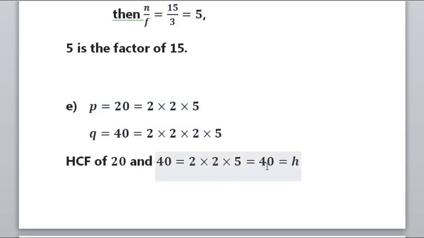If I match this example with the question, then p equals 20, q equals 40, and h equals 20, which is the highest common factor of p and q. Both the values of p and q, which are 20 and 40, are divisible by the value of h, which is 20. Which means if h is the HCF of p and q, then both p and q are divisible by h.